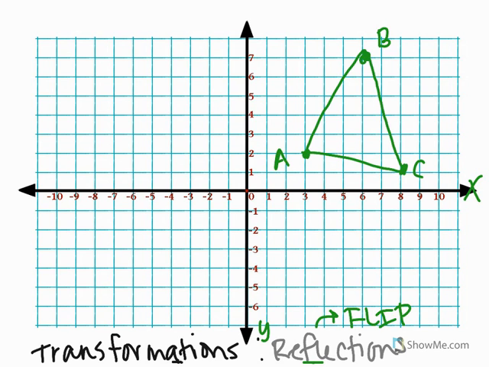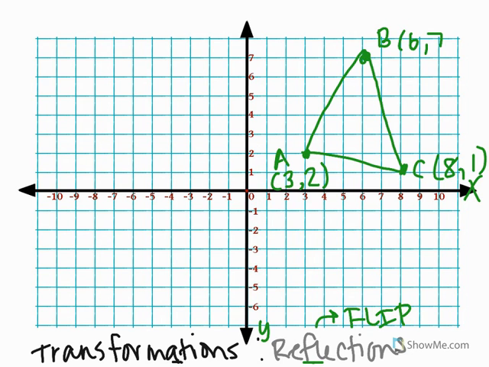So where the translation, we were just moving it around on the coordinate plane and it didn't change the shape or the size at all, this time the shape's going to look a little bit different. It'll still be the same size, but now it's going to look like the mirror image of what we started with. So we're actually going to start again by labeling our points. So our point A is at 3, 2. B is 6, 7, and C is 8, 1.